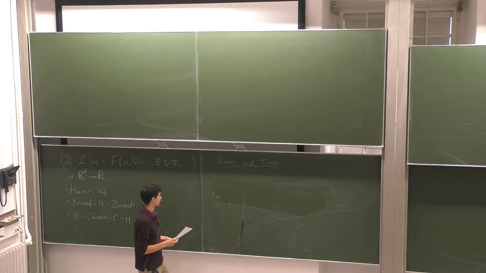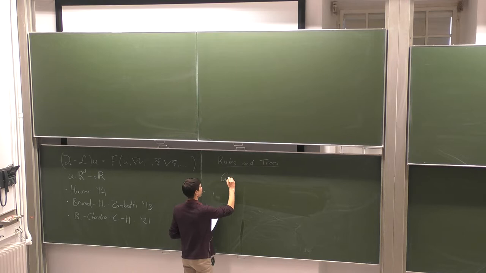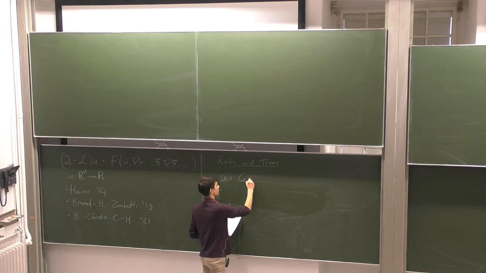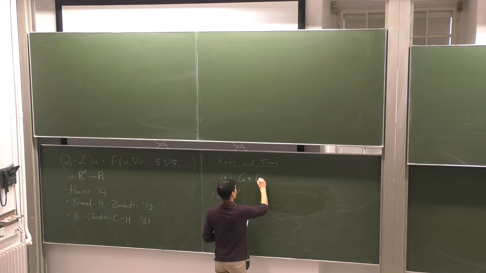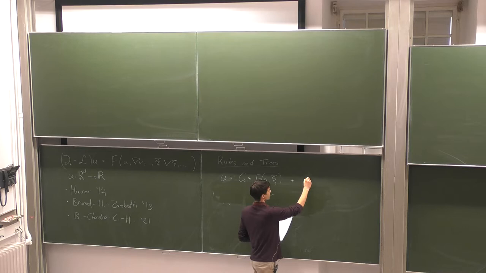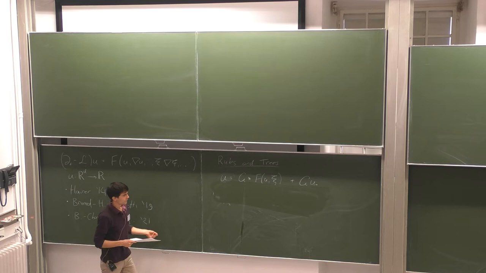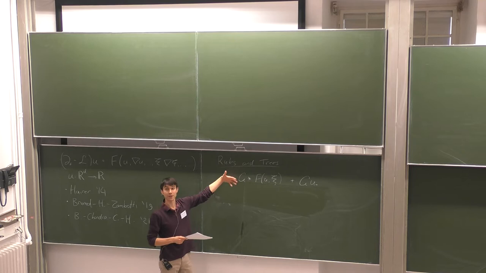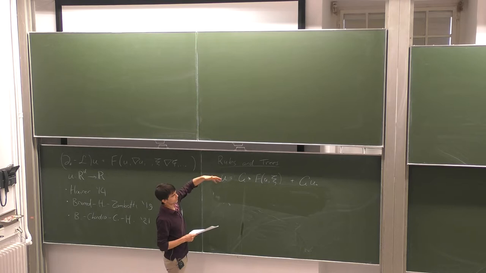The idea is that we're going to rewrite the equation in mild formulation. I'm going to use exactly the same notation as before, so G is the Green's function for this parabolic operator. Write it as G convolved with f of u and xi, plus some initial condition term. There are several ways of building up trees from this object, or of seeing how trees appear.